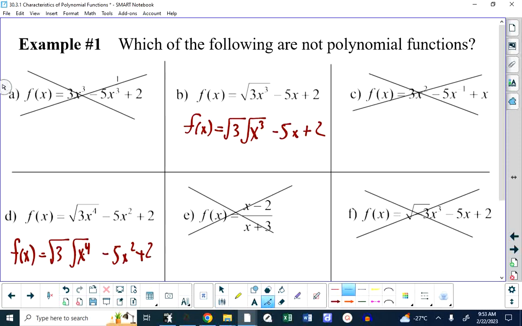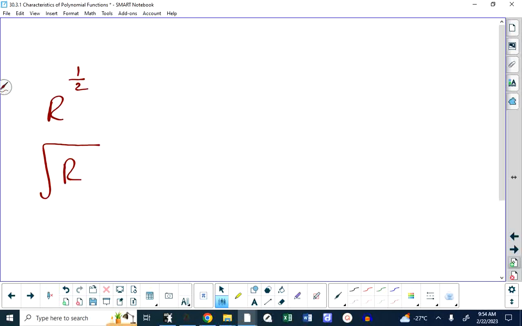This one is not a polynomial function, but d is. And the reason has to do with your understanding of what a square root means. When you have a radicand that's under a square root, that's the same as raising it to an exponent of a half. This is what root r means. They mean the same thing.